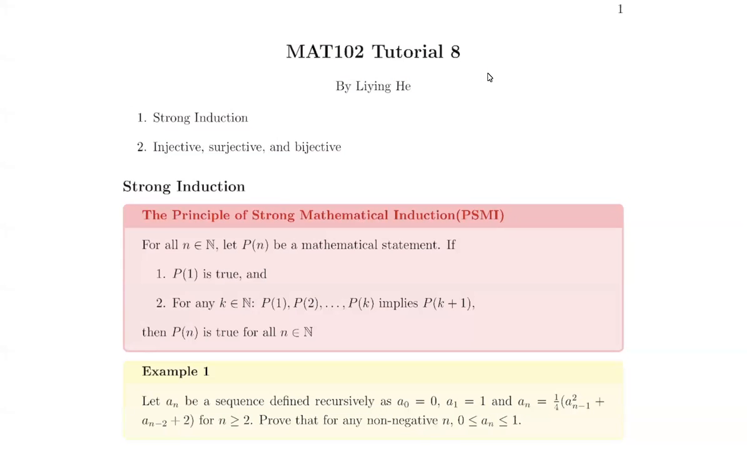Okay, so in this tutorial, we will talk about strong induction. We'll do 2 examples of strong induction, and then we'll move on to injective, surjective, and bijective. Your quiz on Thursday covers 4.4, 4.5, and 5.1. So that includes strong induction and variations of induction, but I talked about variations of induction last week, so I'm not gonna do that again. Today we'll just focus on strong induction, injective, surjective, and bijective.